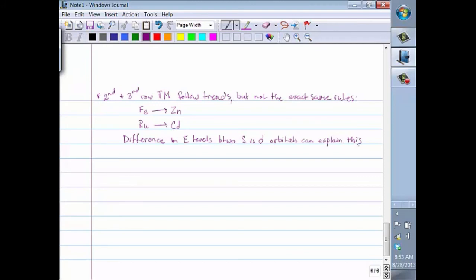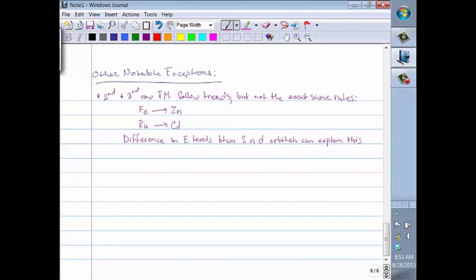Let me just ask you one more question. If the 4d orbitals are so much lower than the 5s, why would you put any electrons in the 5s for ruthenium and rhodium? How can you justify that?